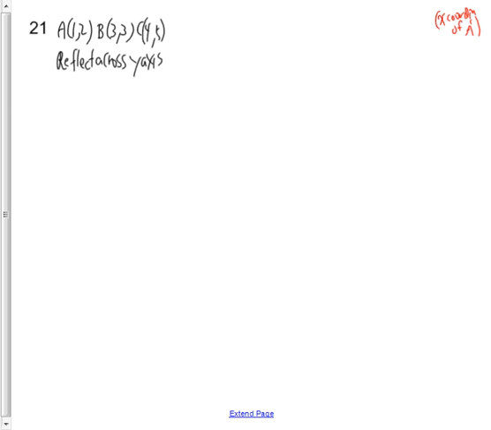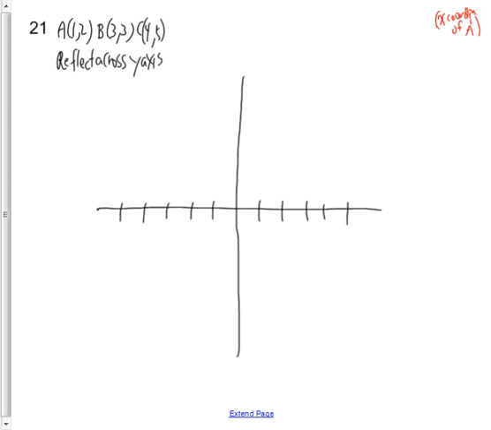And the last question says, plot the points (1, 2), (3, 3), and (4, 5). So I will do so right now. I'll go 1, 2, 3, 4, 5 along each axis. 1, 2 is right here, and we'll call that A. B is 3, 3, which is right here. And C is 4, 5, which is right up here.